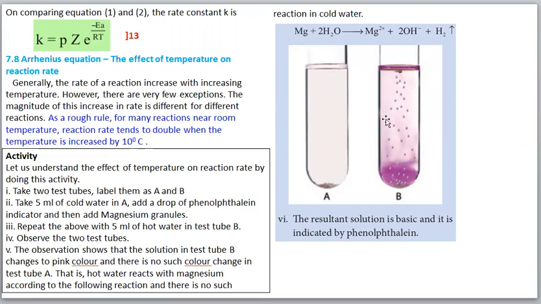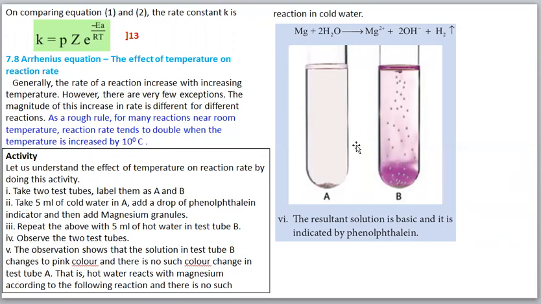There are two test tubes. We can take two test tubes, say A and B. In one test tube, we can take cold water. In another test tube, we can take hot water. Then add a little magnesium granules in both the test tubes, and add a few drops of phenolphthalein indicator in both the test tubes. Here, cold water, magnesium granules, and phenolphthalein. Here, hot water, magnesium granules, and phenolphthalein.